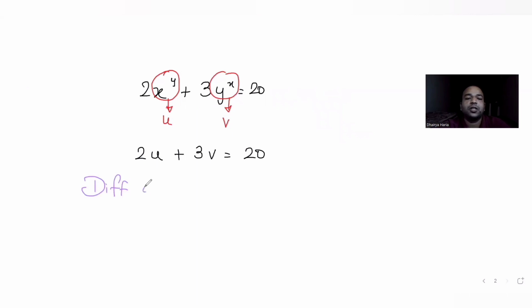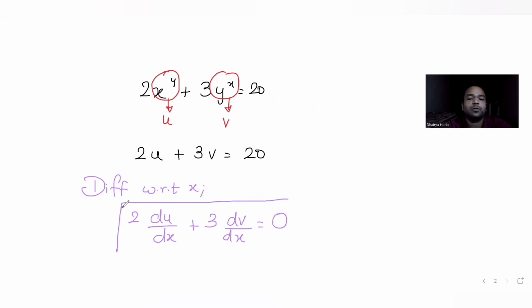If I differentiate the above function with respect to x, I get 2 du by dx plus 3 dv by dx equal to the derivative of 20, which is a constant, so 0. So you get 2 du by dx plus 3 dv by dx equal to 0. This is your first equation. Once you have u and v as x raised to y and y raised to x, I can differentiate with respect to x on both sides and find du by dx and dv by dx.